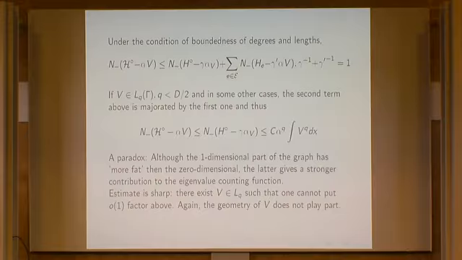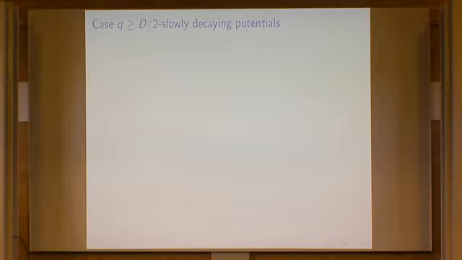So this is again a paradox that although the one-dimensional part of the graph has more fat than the zero-dimensional one, the latter gives a strong contribution to the eigenvalue counting function. The estimate is sharp in the sense that one cannot put "alpha or small" instead of "smaller". And again, in these cases, this means for fast decaying V, the geometry of the potential doesn't play a part.